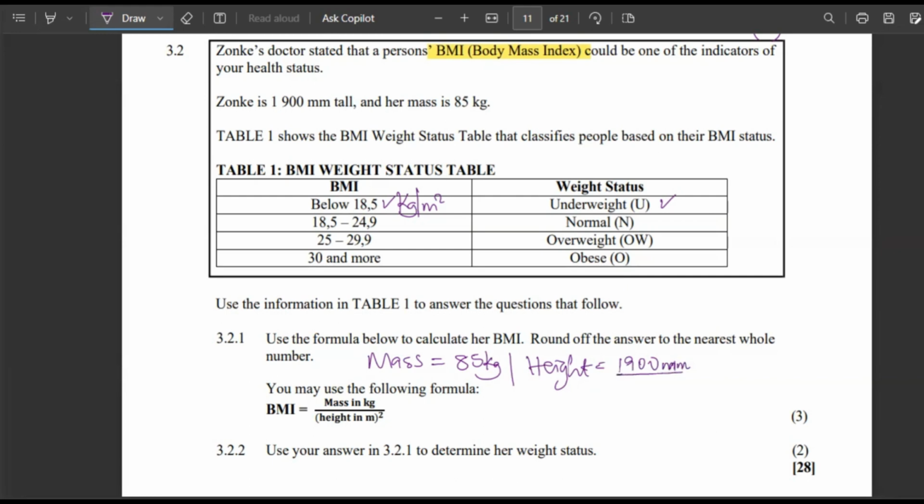So we need these two to become meters. We divide by 1,000 and we get 1,9. So you will come over here, you substitute, please, 1,9. Don't forget, it's supposed to be what? Squared. Put it in your calculator.